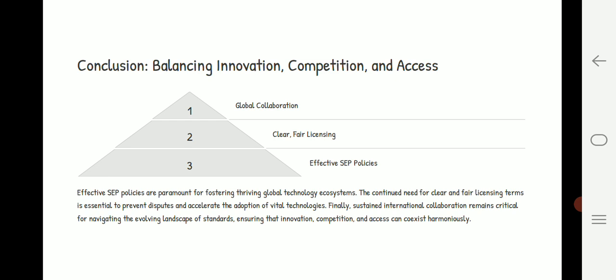With completion of these two terms, we get global collaboration. Effective SEP policies are paramount for fostering a thriving global technology ecosystem. The continued need for clear and fair licensing terms is essential to prevent disputes and accelerate the adoption of vital technologies. Finally, we can conclude that sustained international collaboration remains critical for navigating the evolving landscape of standards, ensuring that innovation, competition, and access can coexist harmoniously. Thank you.